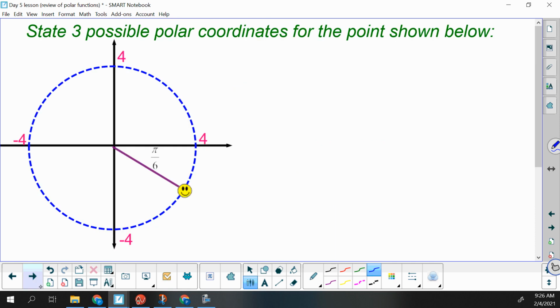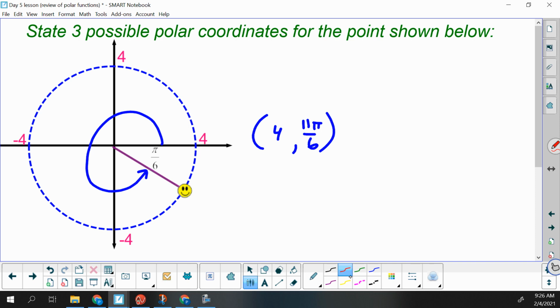So we're going to take that smiley face point there, and we're going to see if we can write it in a whole bunch of different ways. Well, first off, we know our radius is 4. So let's imagine we went around like this to get there. Well, that's pi over 6 short of 2 pi. 2 pi is the same as saying 12 pi over 6. So that would be 11 pi over 6, and we would have a radius of 4.